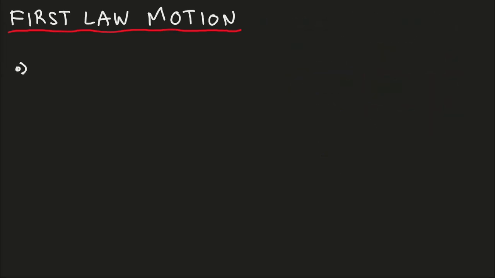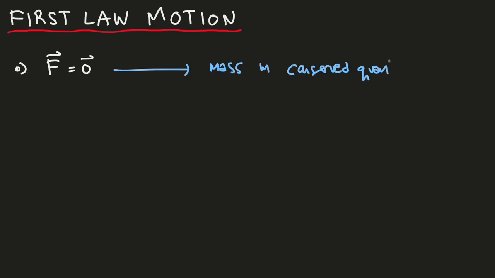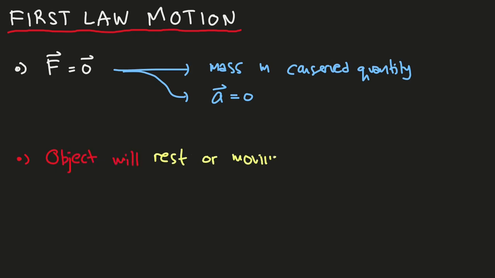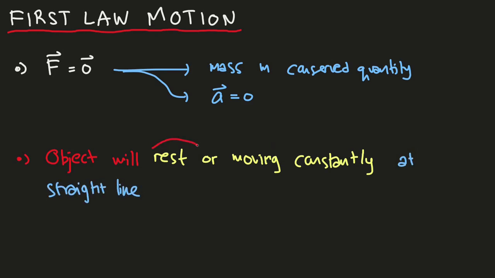For now, we will discuss the first law of motion, which is related to the force vector being equal to the zero vector, which means that in this condition, mass is a conserved quantity. And by this condition too, the acceleration vector will equal zero. That means that the object in the physical system will rest or move constantly in a straight line. Rest means that it has velocity as the zero vector, so it satisfies the acceleration vector being zero, or moving constantly, which is the velocity vector being a constant, which also satisfies the acceleration vector being equal to the zero vector.